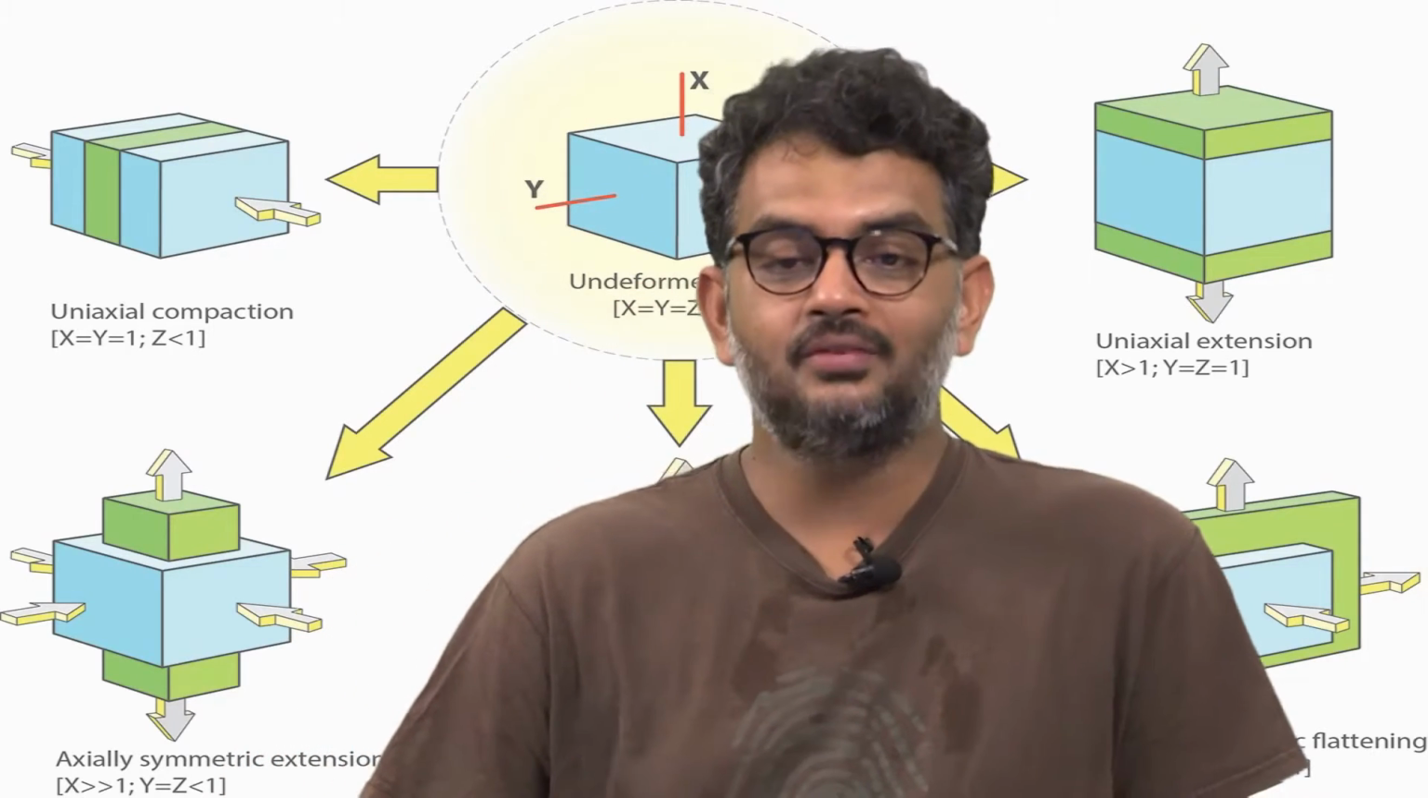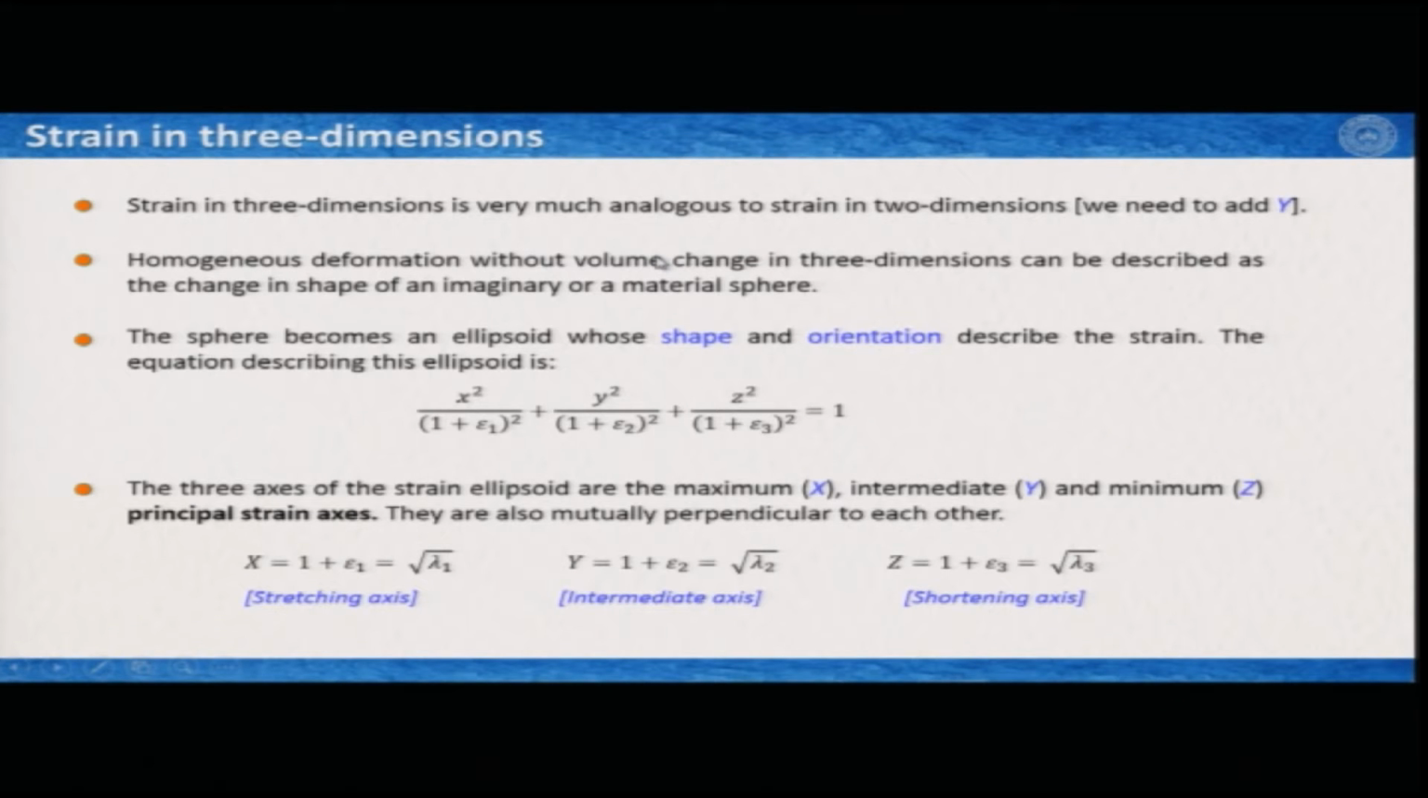So, strain in 3 dimensions is very similar to what we have learnt when we understood the strain in 2 dimensions. There we had x and z, and this time because we will be dealing with 3 dimensions we will add y. So, homogeneous deformation without volume change in 3 dimensions generally, like we described previously with strain ellipse, this time will be described as a strain ellipsoid, which is a shape change from an imaginary or a material sphere. Now, the sphere becomes an ellipsoid, so we have to describe its shape and orientation to describe the strain, and the ellipsoid can be described by this equation.